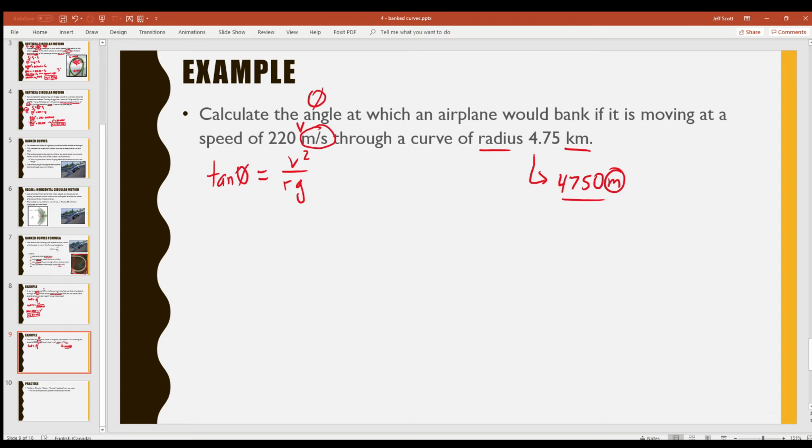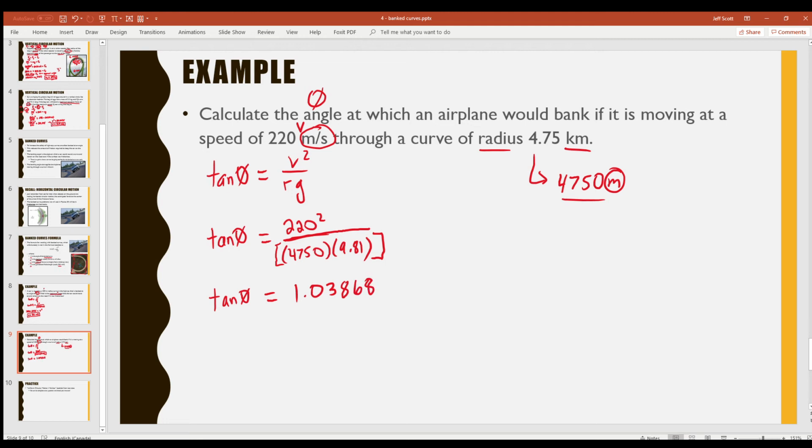So throwing these variables in here, we know we have tan theta, we just have to leave that like that, equals v squared, which is 220 squared, divided by r, which is 4,750, times by 9.81. When you put this in your calculator, make sure you're really careful with this denominator piece. Sometimes what really helps, because we're going 220 squared divided by both of these, it's a good idea to put an extra set of brackets around the entire denominator as you're dividing it through. So if you do that, you're going to get tan theta equals about 1.03868. I just kept as many decimals as I was comfortable with.